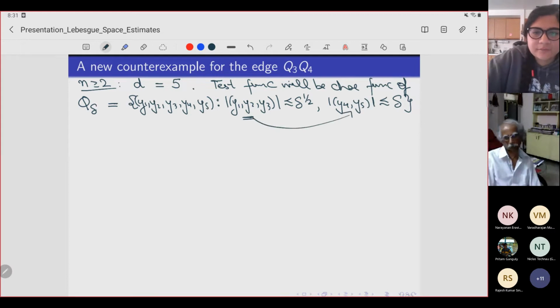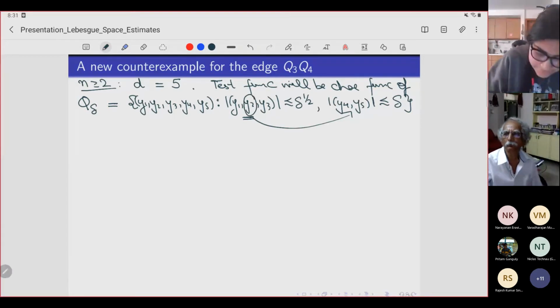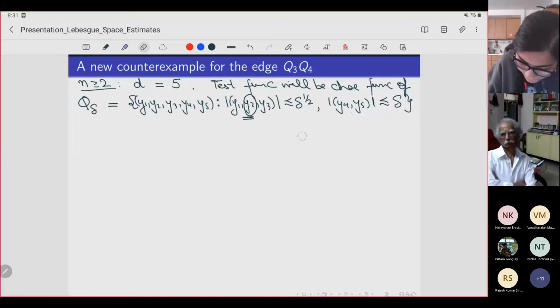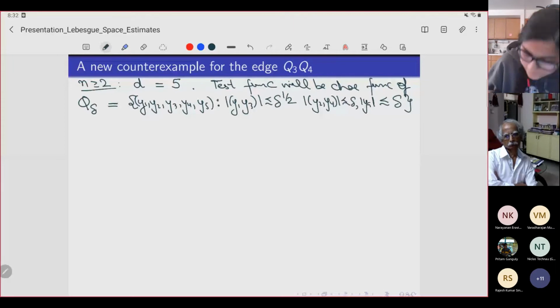And which is that direction? That direction is also a specific one. It's not just any direction, it's the y2 direction. So what I'm saying is you have to change this condition to be something like this. Only y1 and y3 are less than or equal to delta to the power 1/2, but y2, y4 less than or equal to delta, and y5, let me just write it separately, is less than or equal to delta. This is the right condition.